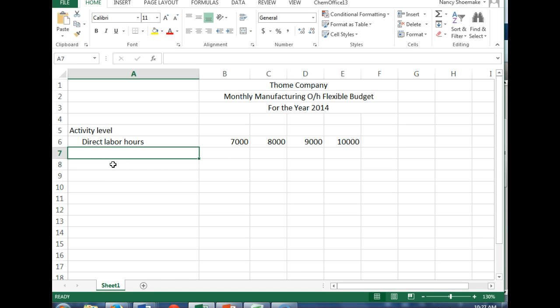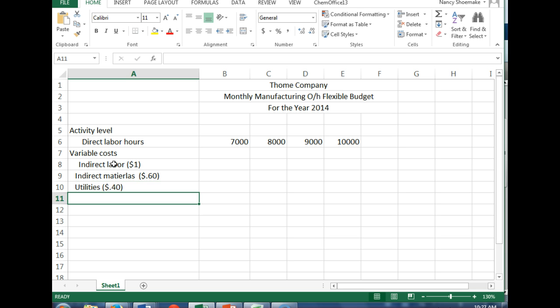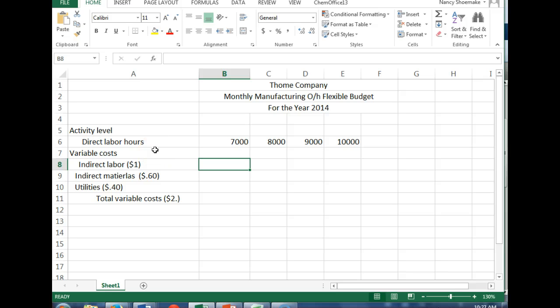Then we're going to have our variable costs. What are our variable costs, guys? Indirect labor is how much? And what about our indirect materials? And what about our utilities? So we've got total variable costs of $2 per unit. Now what we're going to do here is calculate this based on $1. So here we're at 7,000, here it's 8,000, 9, and 10. Right?